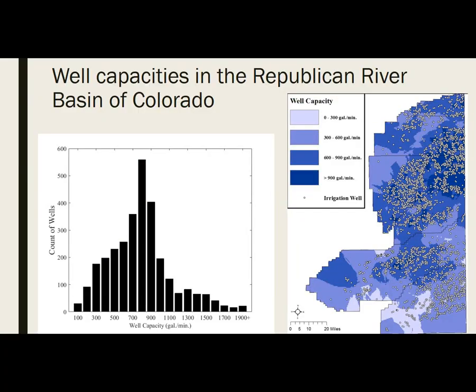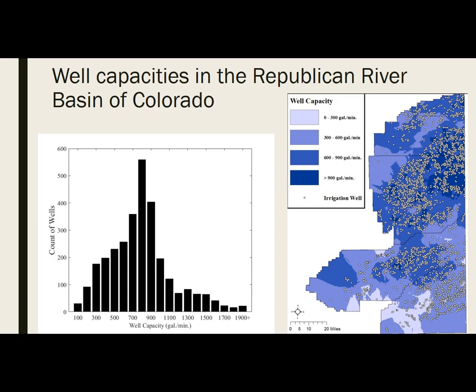Now, one way to measure water availability beyond saturated thickness is to think about what the capacity of the wells are to pump water. Essentially, how rapidly can they get water to the surface to irrigate crops. And there's wide variation. This map shows the wells in white dots that are located within the Republican River Basin of Colorado. And there's wide variation in their well capacities, with an average well capacity in the 700 to 900 gallon per minute range, but a lot of wells that lie above 1,000 gallons per minute, and a large number of wells in these lower capacity levels below 500 gallons per minute.